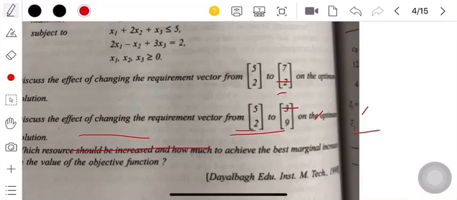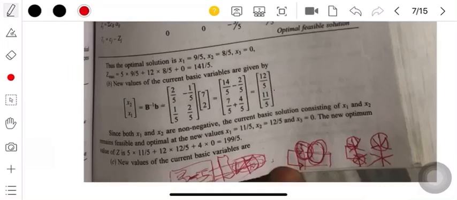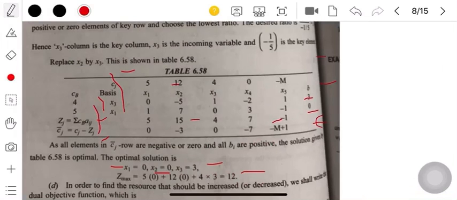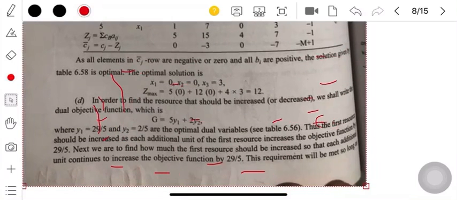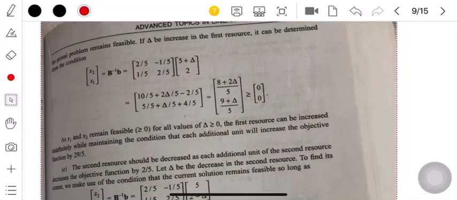Which resource should be increased and how much to achieve the maximum marginal increase in the value of the objective function? This is the last part of this question. So let me discuss this question. This is the objective function, 5y1 plus 2y2, right? So y1 equals 29 by 5 and y2 equals 2 by 5. So the first resource should be increased at each end. So let me show you how to do it.